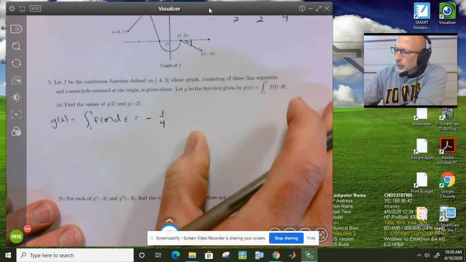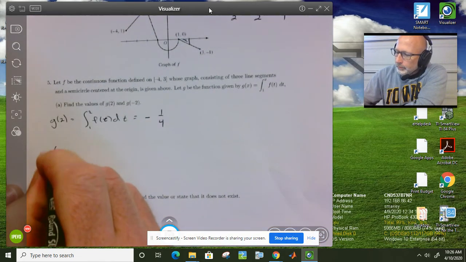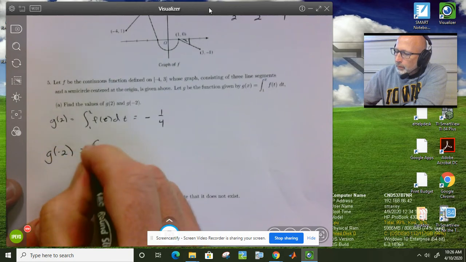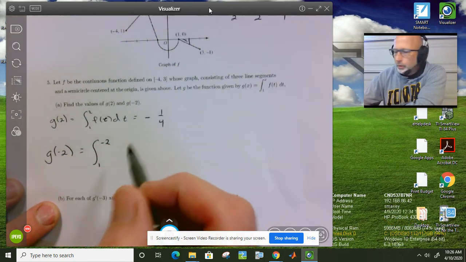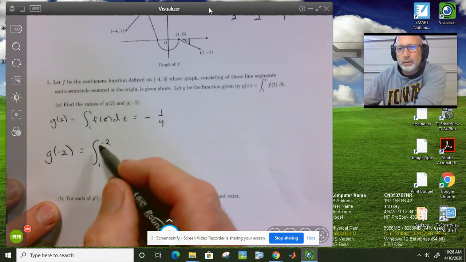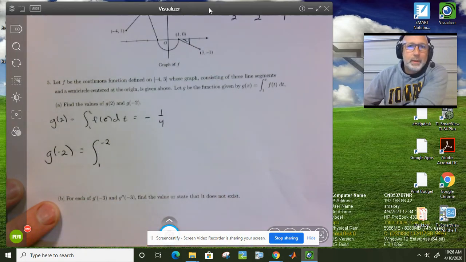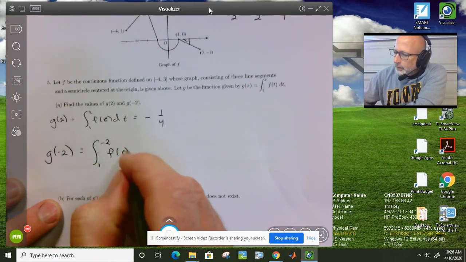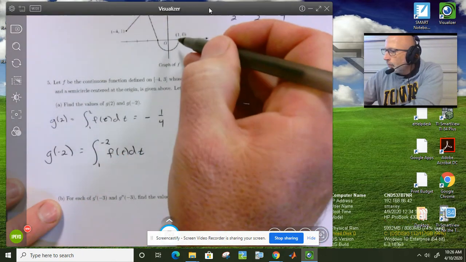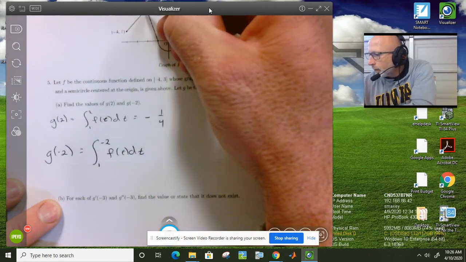Okay. Furthermore, we have g of -2. Now, right away, you should notice I am integrating backwards, right? I'm going out of order. It should be from -2 to 1, but I'm going from 1 to -2. So my answer is just going to simply be the negation of whatever I would normally get. So f of t dt. So I'm going from 1 to -2. So I'm going right here.